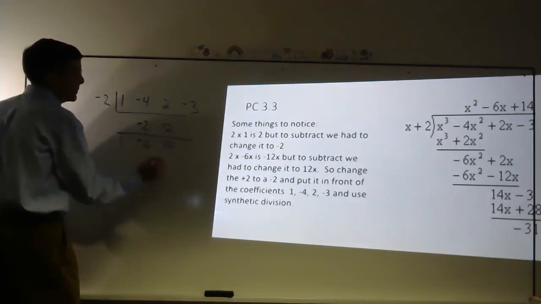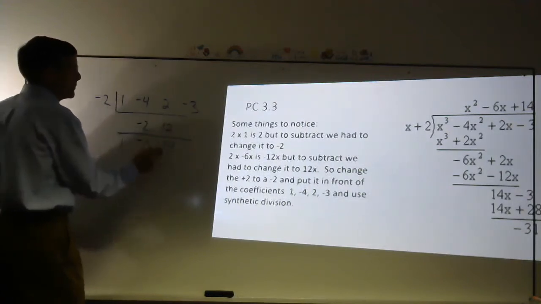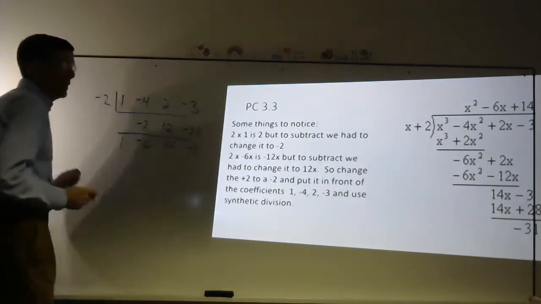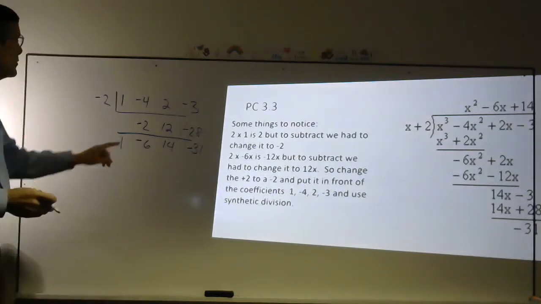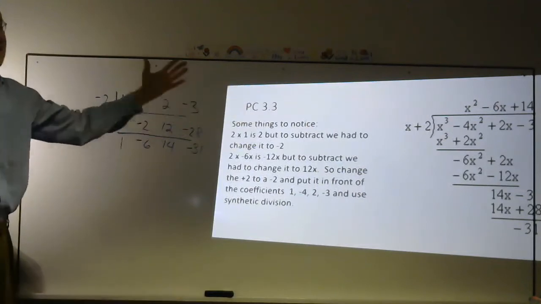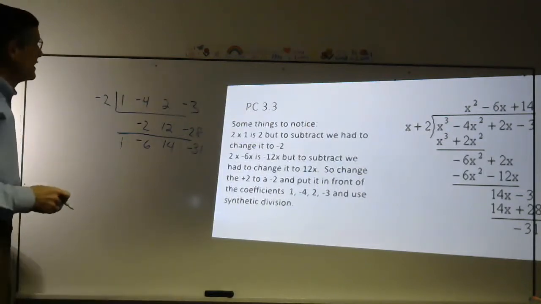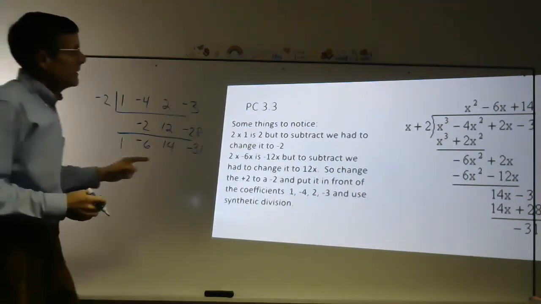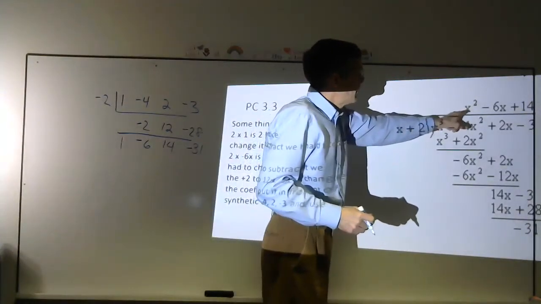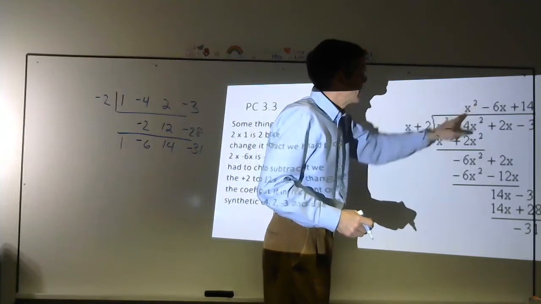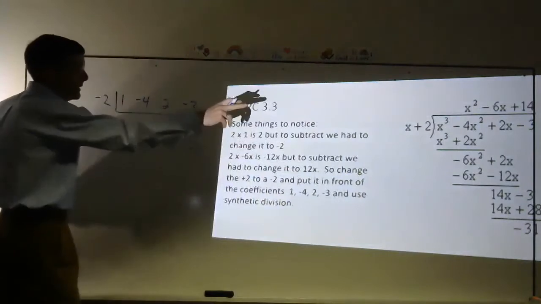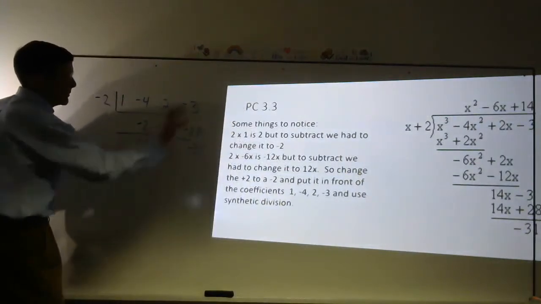Add is 14. -2 times 14 is -28, and you end up with a -31. All right? Now, notice 1, -6, 14, and -31. That's incredible. Now, since you're dividing by an x, this will always be an x. This term up here will always be a 1 less exponent than what it started with. So since we were dividing into x cubed, you don't even have to look at that.